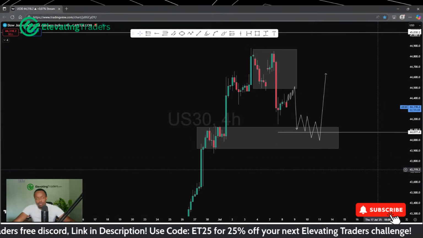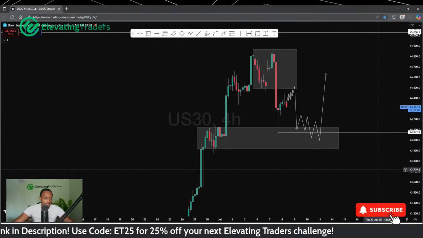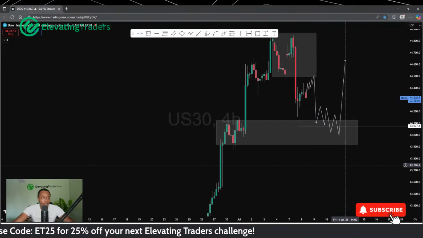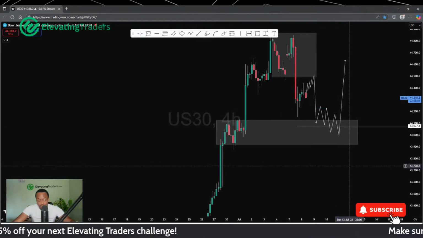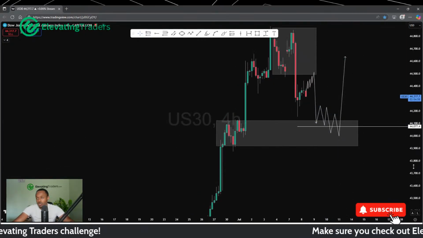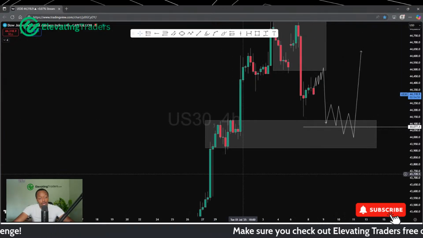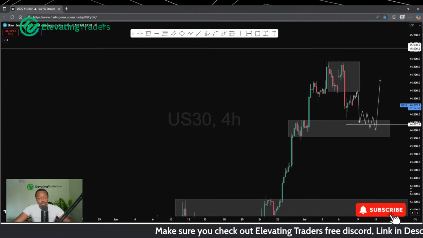I mean, I always wait for confirmations. I'm always looking for candlestick patterns before I enter. But in terms of the location, I'm definitely on board. That's literally the area which we just mentioned. So I like this area a lot. I think that's the most realistic area for a buy there for US30.